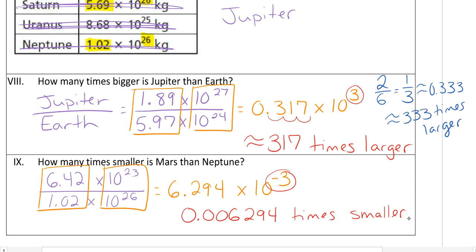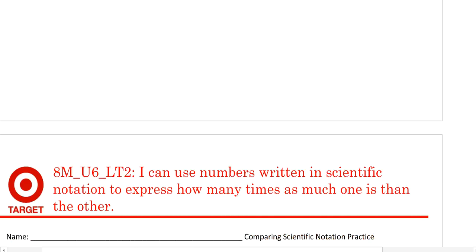Okay, and if we were to round, 6.42, it's below 6.5, so I would say that's approximately 6 divided by 1, so that would be 6, and then times 10 to the negative third, so that would be approximately 0.006, which again is pretty close to what we got. Okay, so depending on if you have a calculator or not, you have two different methods that will help you solve this, smaller, not less. Okay, go ahead and try the practice and see how you do.